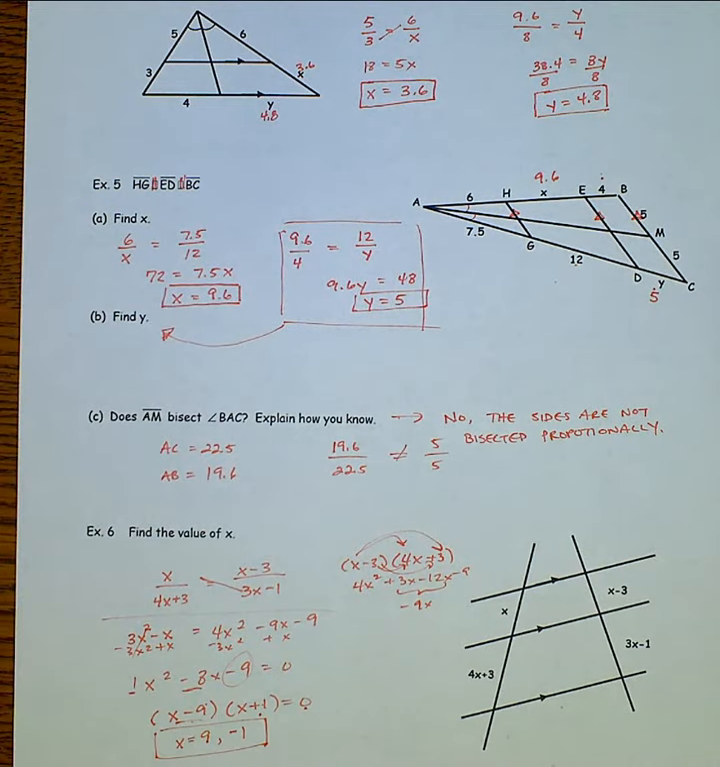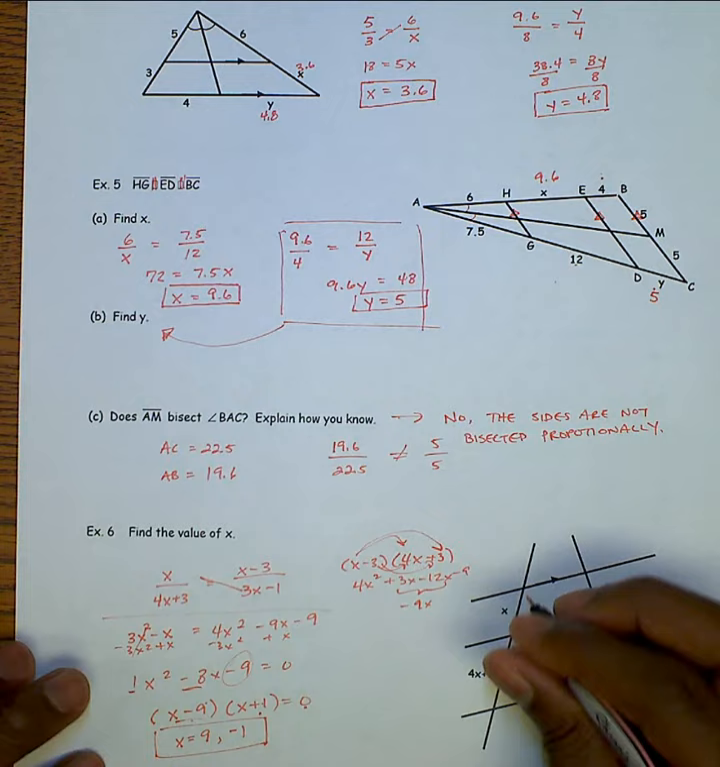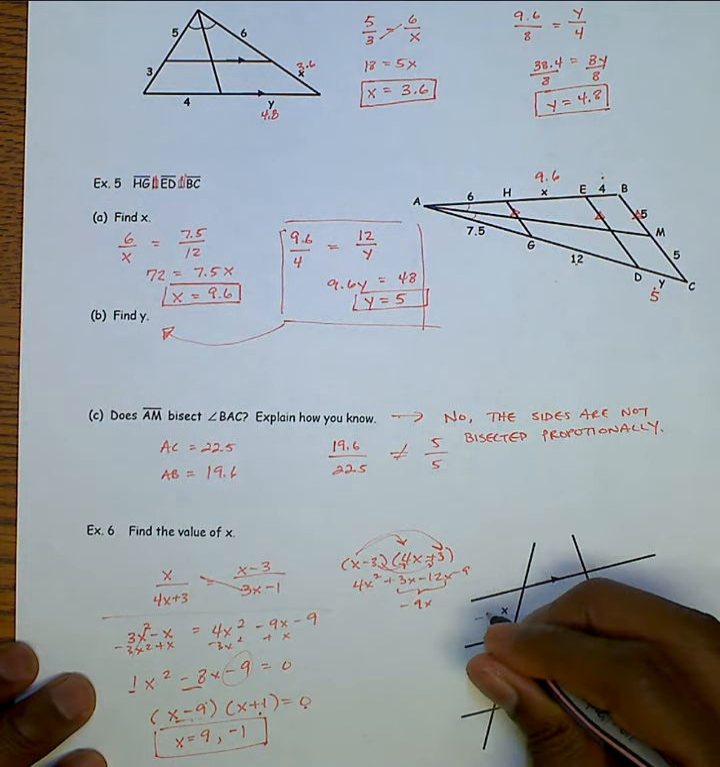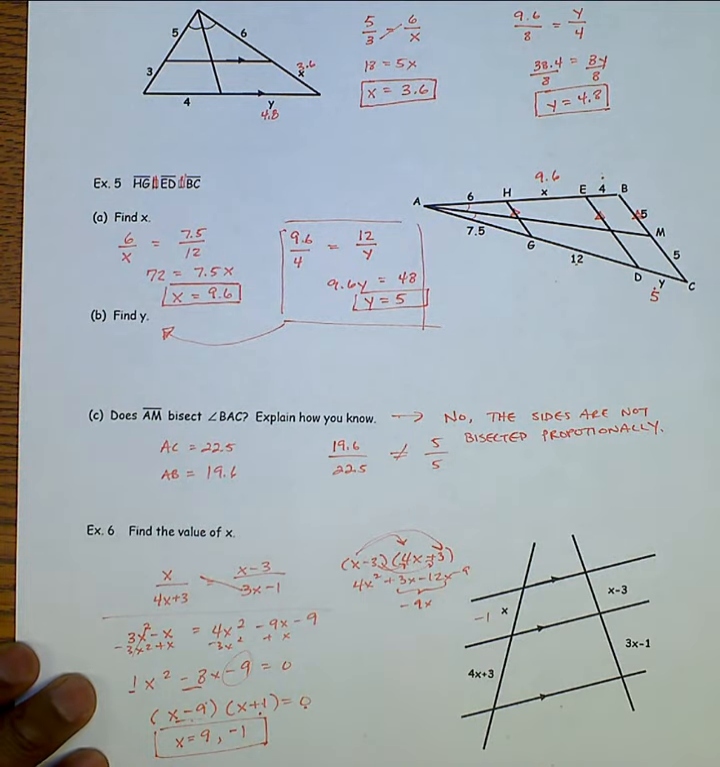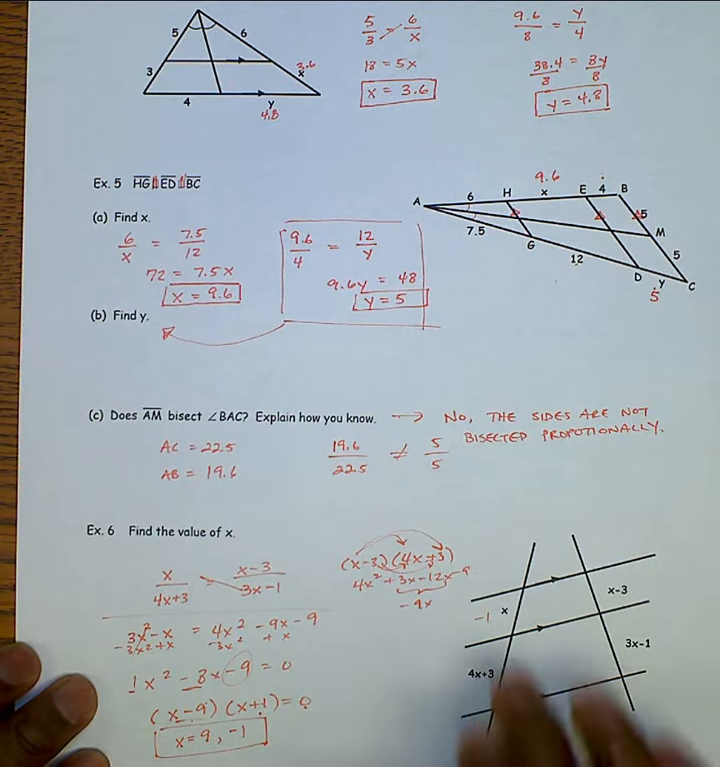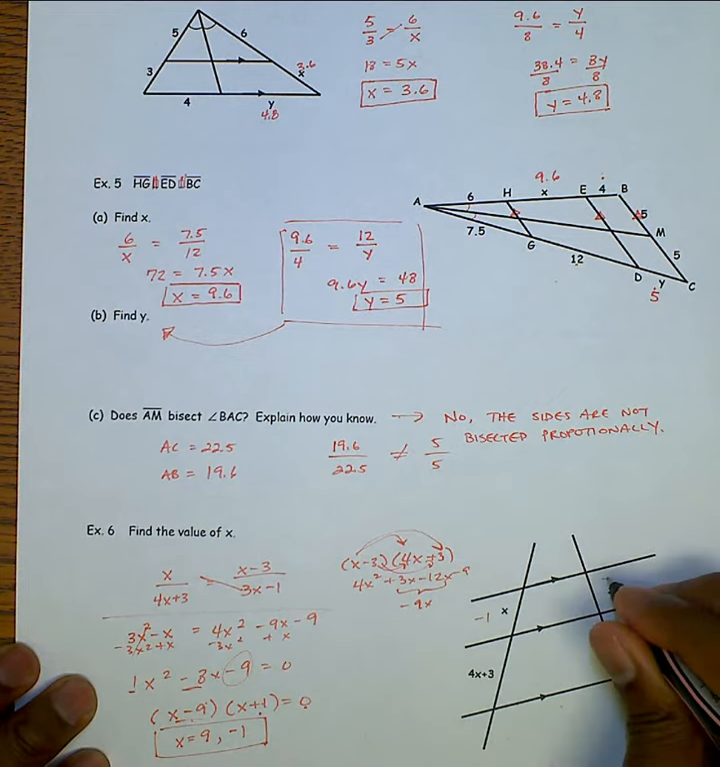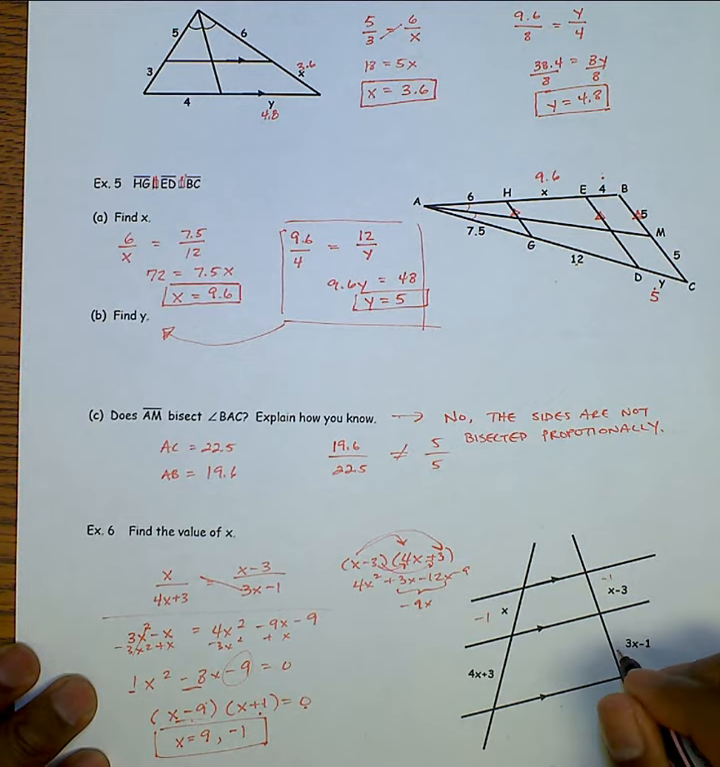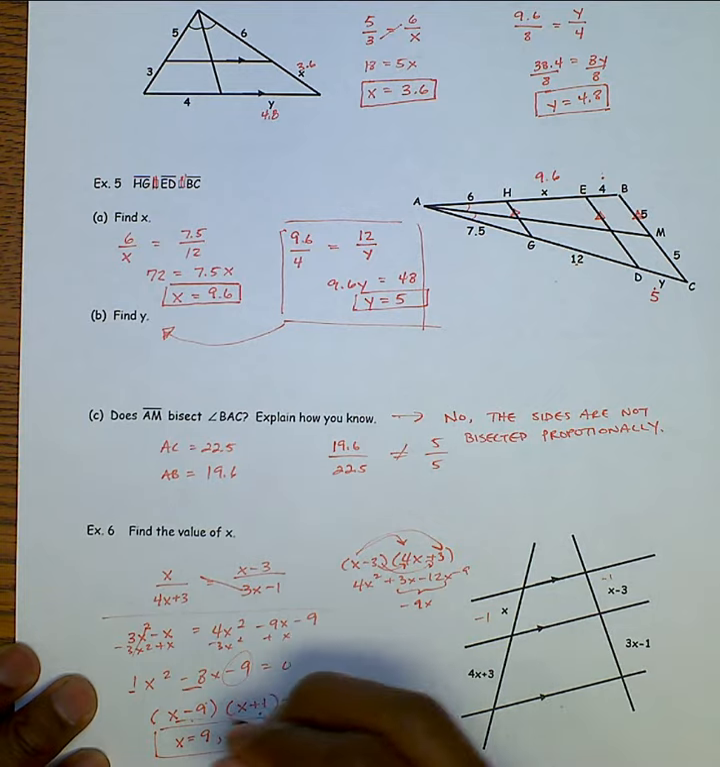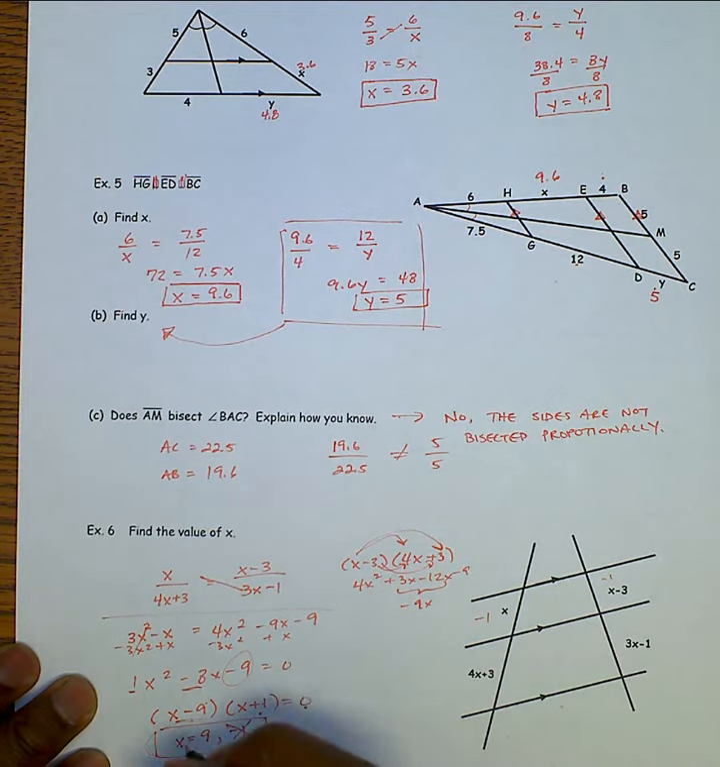Now, I circled that, but let's look. Are there two possible values? The answer is no, because we're talking about the length of a side, and this side comes out negative if x is negative 1. It's okay to have a negative number if it comes out to be a positive length, but in this case it comes out to be a negative length, actually in a couple cases here. So that is not a possibility. The value of x is just 9.